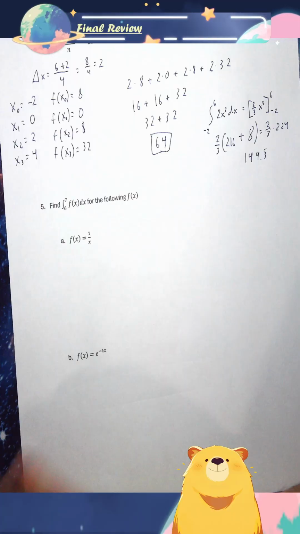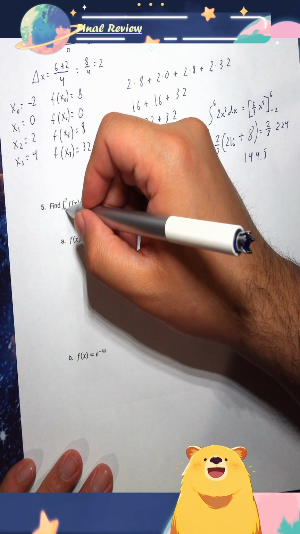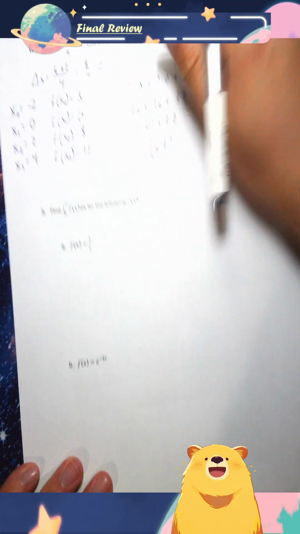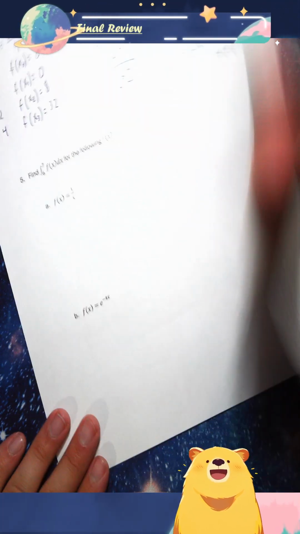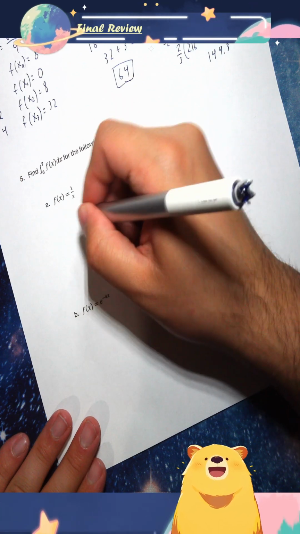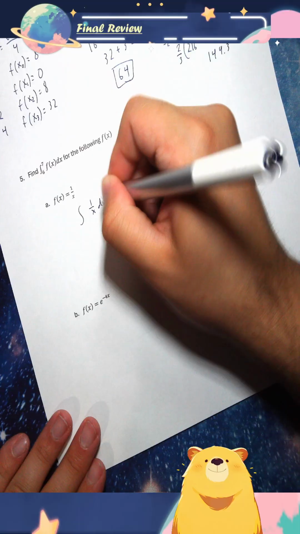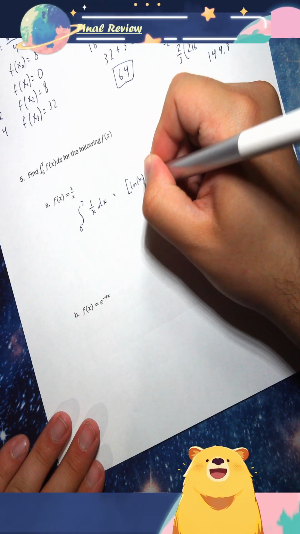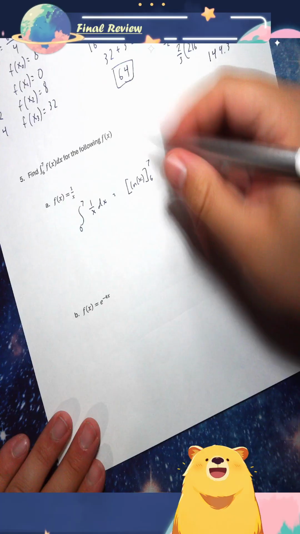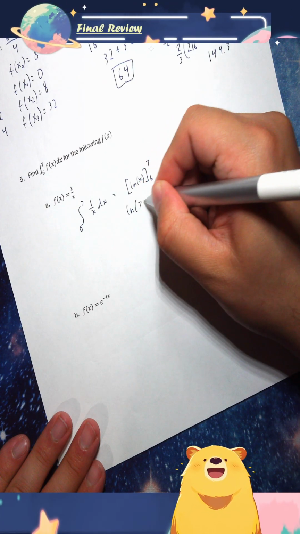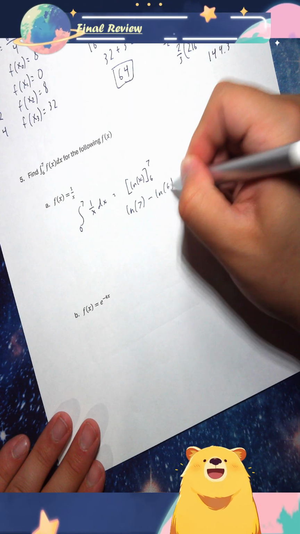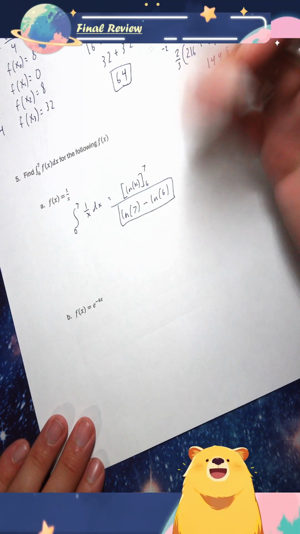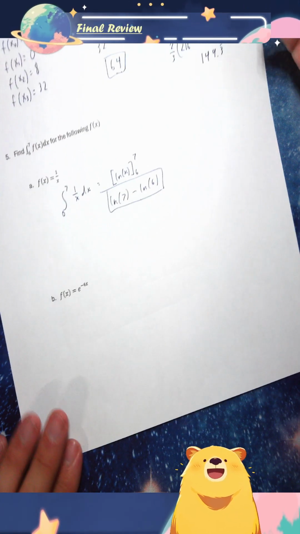So the last problem reads, find the definite integral from 6 to 7 of f of x dx for the following f of x's. So we only have 2. Okay, so for the first one, we know that the integral is just going to be ln of x from 6 to 7. So that means we're going to do ln of 7 minus ln of 6. And that would be your answer. All right. You would get some approximation, but that's basically the answer.